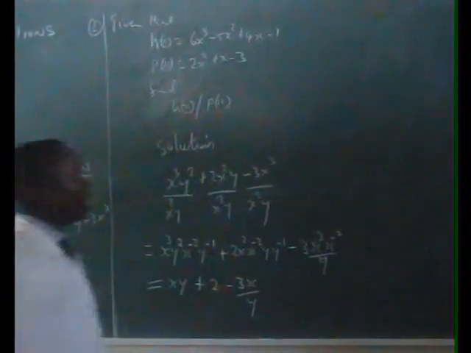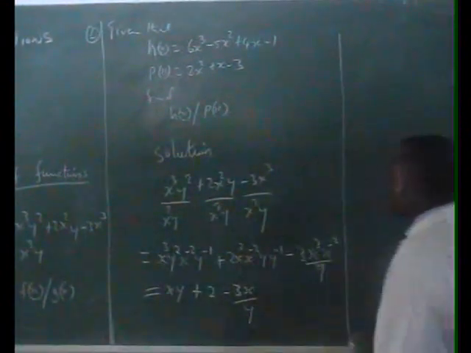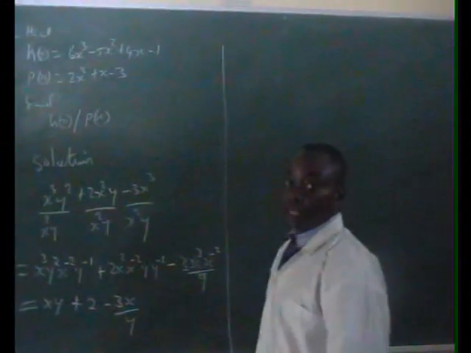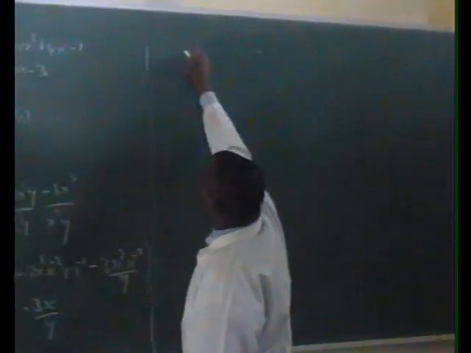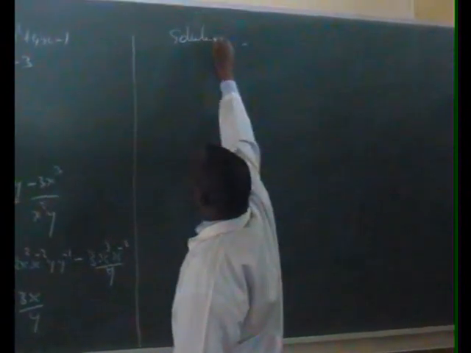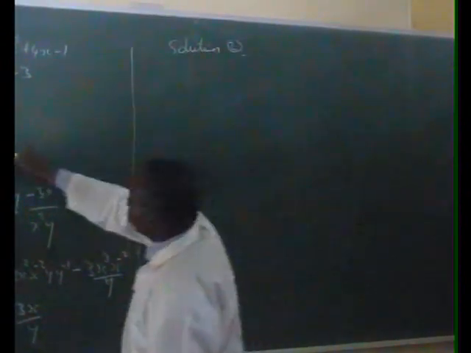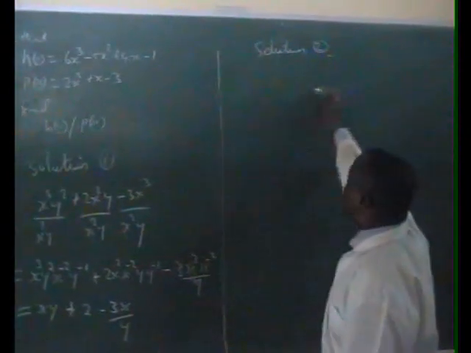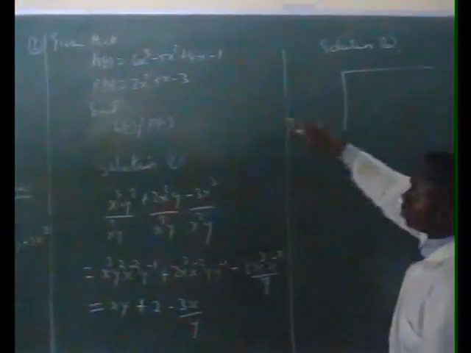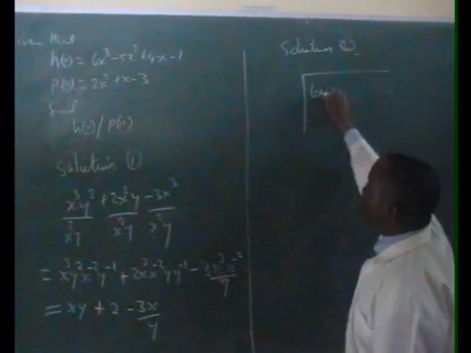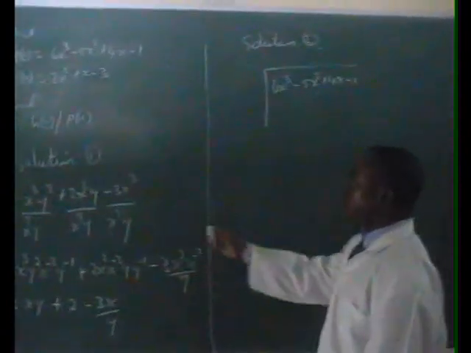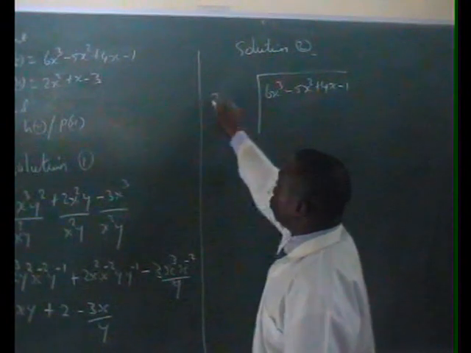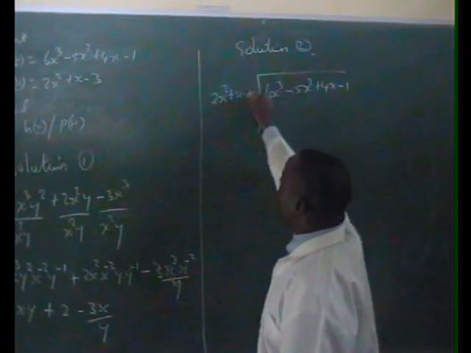If we don't want to go that way, for number 2, I can use another pattern, and that is the long division method. Solution 2. Remember this one was 1. So for 2, if I use the long division method, h of x is 6x cubed minus 5x squared plus 4x minus 1, and then p of x is 2x squared plus x minus 3.